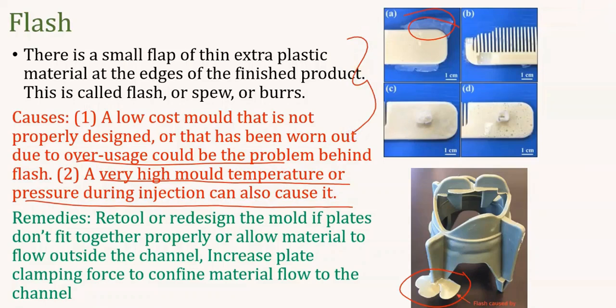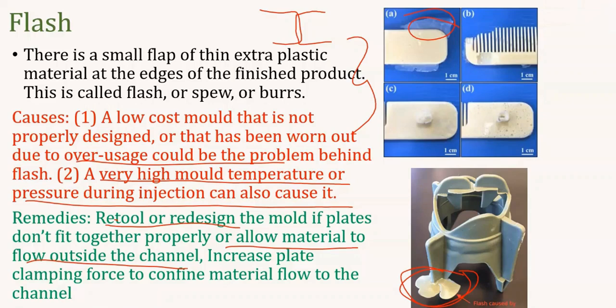What are the remedies? We have to redesign or retool the molds if they do not fit together properly, right? So it has to fit like this. It has to fit properly. If it does not fit properly, there will be some mismatch, so that some amount of material will splash out of the mold, right? That allows the material to flow outside of the channel, and we can also increase the plant clamping force to confine the material.